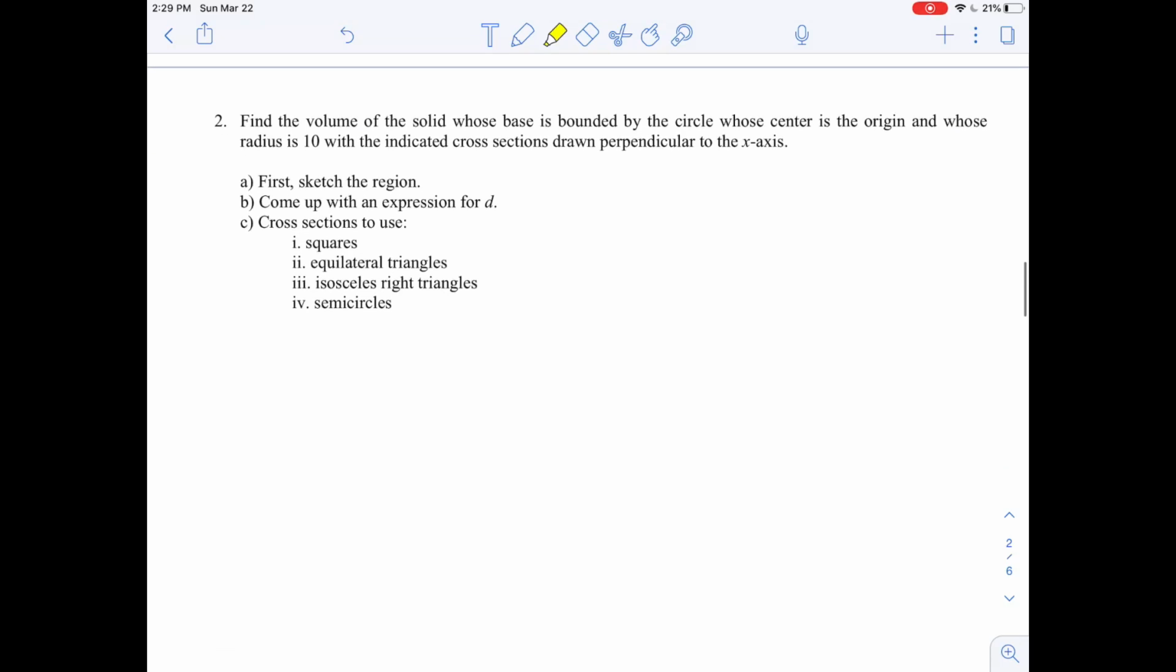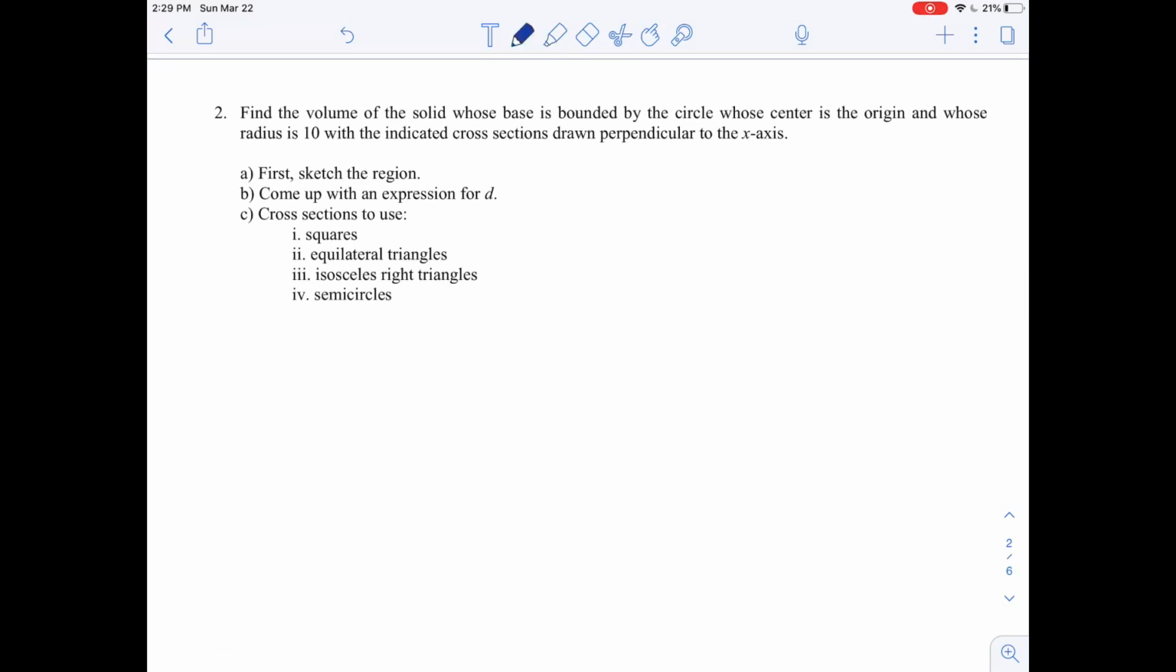Okay, so let's take a look at the setup for another example. Let's take a look at number 2. It says find the volume of the solid whose base is bounded by a circle, whose center is the origin and radius is 10, with the indicated cross-sections drawn perpendicular to the x-axis. So think about a circle centered at the origin. That would be x squared plus y squared equals 100.